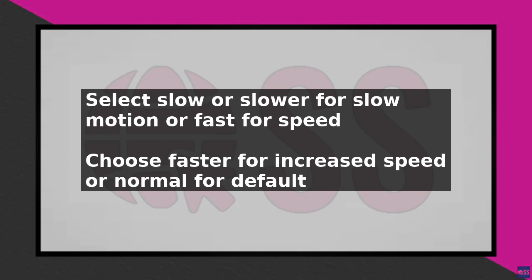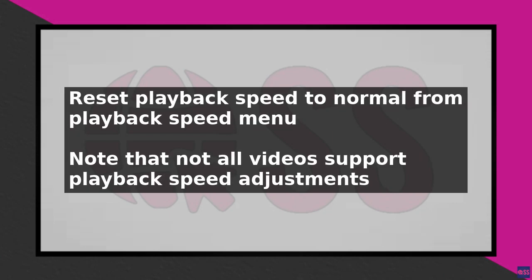Keep in mind that changing the playback speed may affect the video quality or audio sync. To reset the playback speed to normal, simply select the normal option from the playback speed menu. It is also worth noting that not all videos on YouTube TV support playback speed adjustments, so this feature may not be available for all content.